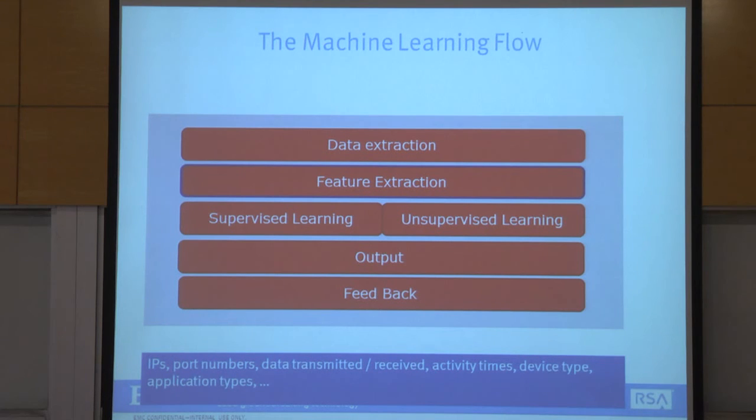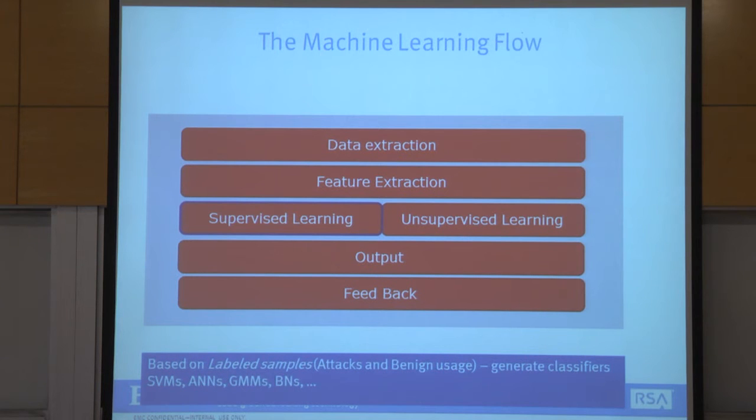So that's too much information, or too much data. So we want to extract features from this data. And in this use case, what we extract is the IPs that I'm communicating with or communicating from, and what specific port, which can tell me things about the applications that I'm using, and how much data is transmitted or received, and what the activity times are, and which device type, and which application types. A lot of different features.